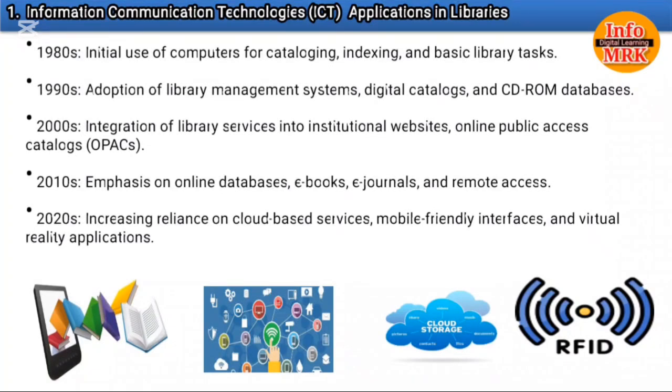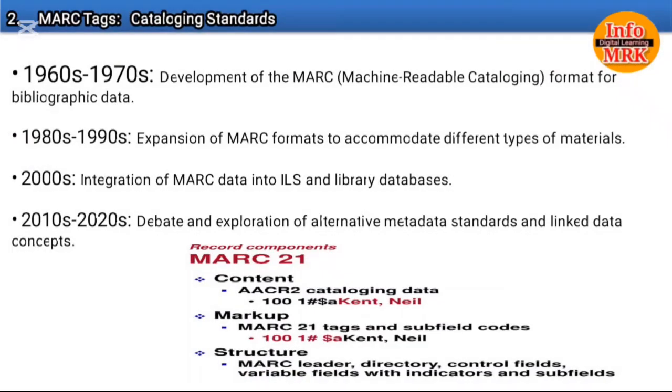In the 2000s era, the emphasis was on online databases, e-books, e-journals and remote access mostly provided to users. In 2020, there is increasing reliance on cloud-based services, mobile-friendly interfaces and virtual reality applications. These applications of ICTs are mostly used in the development of libraries and play a very important role in providing quality services to the users. Now second, MARC tags.